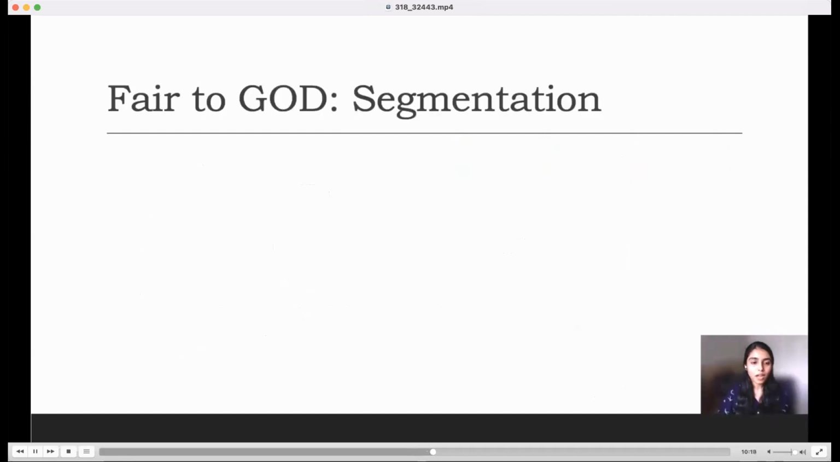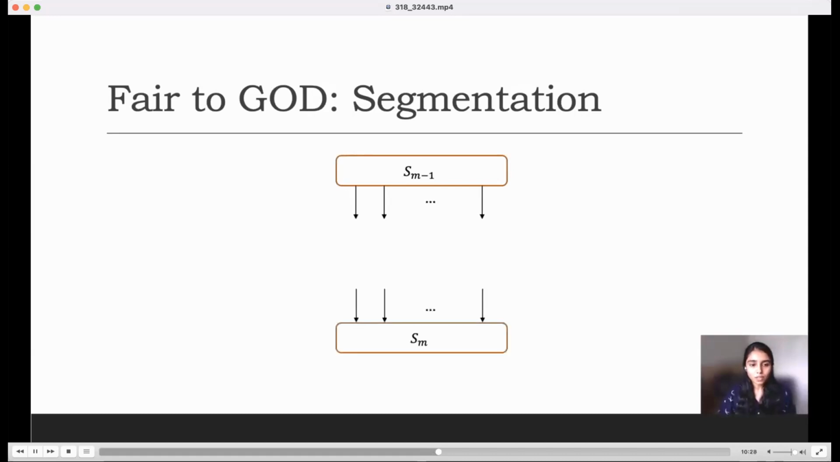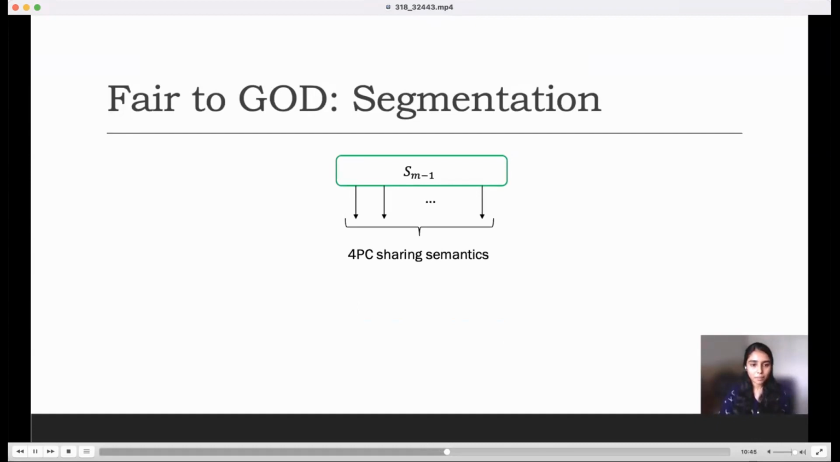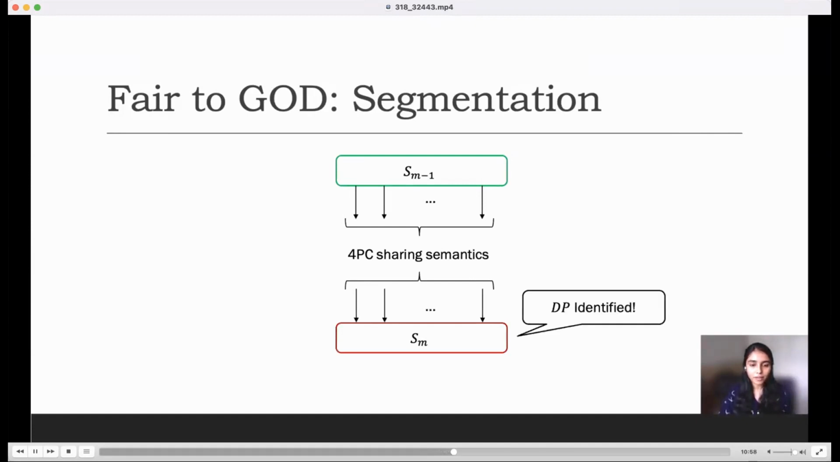Before going to the protocol construction itself, I'll briefly describe the challenges involved in moving from fair to GOD MPC. Consider two segments, SM-1, whose outputs are given as inputs to the segment SM. When we are running the 4PC protocol which we have designed, both these outputs and the inputs are in the 4PC sharing semantics. Now, consider the case when the segment SM-1 completes a successful evaluation and its outputs are in the 4PC sharing semantics. However, when we come to segment SM, some malicious behavior is detected and we end up identifying a dispute pair. This segment has to now be rerun with the 2PC amongst the parties outside the dispute pair.